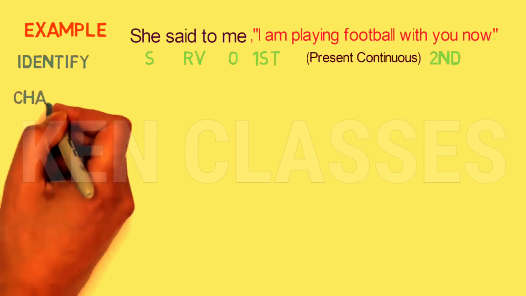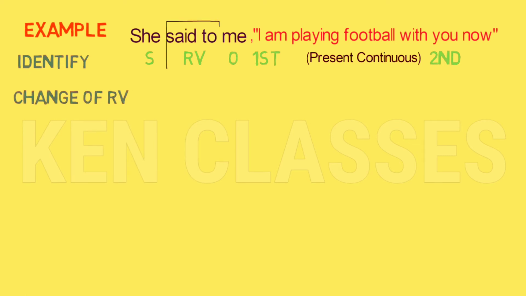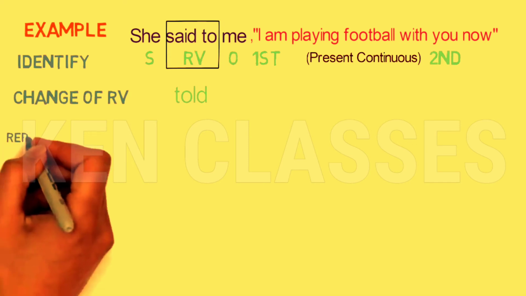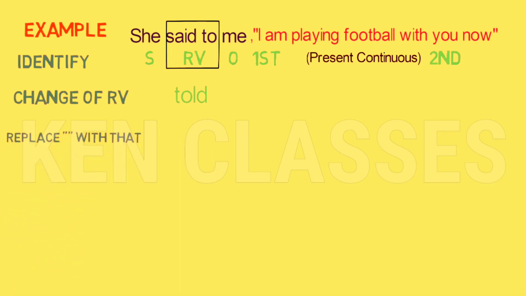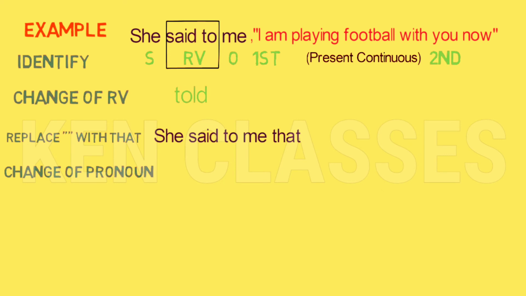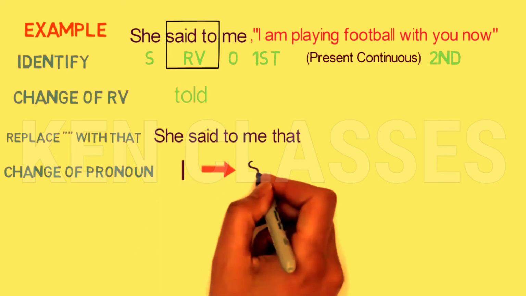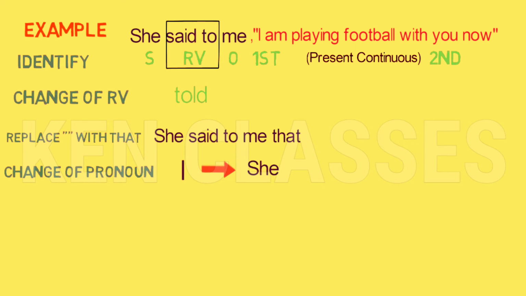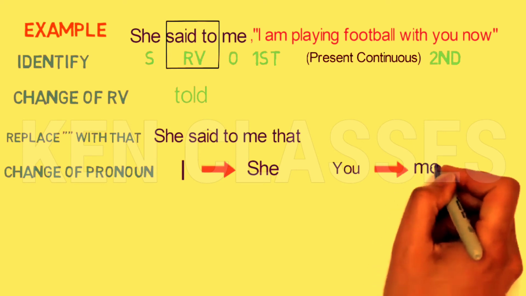Second step is the change of reporting verb. Said to will become told here. Third step is to replace inverted comma with that. So the sentence will become like this. She said to me that. Fourth step is change of pronoun. Here, I is first person, subject is she, so I will change to she. And you is the second person and object is me, so you will be converted to me.